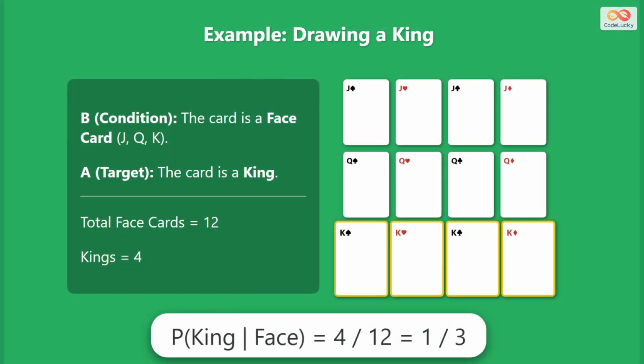Now consider a deck of cards. We want to find the probability of drawing a king, given that the card is a face card. There are 12 face cards in total: jacks, queens, and kings. Since we know it's a face card, our total possibilities are just these 12.